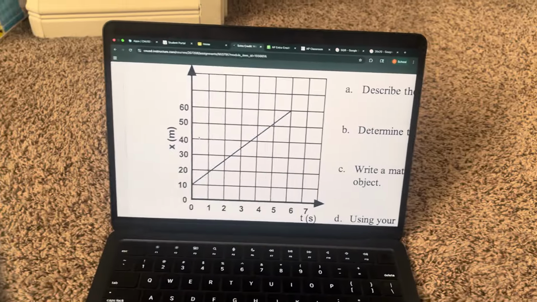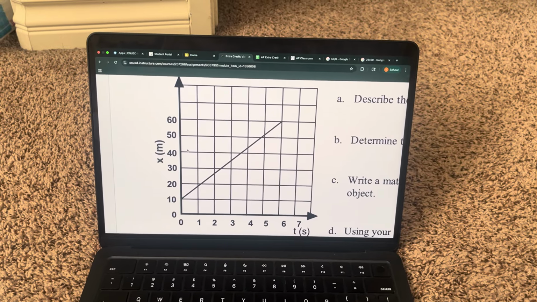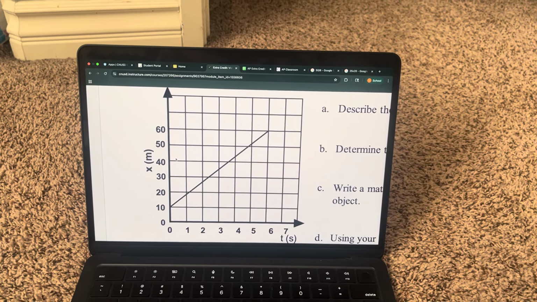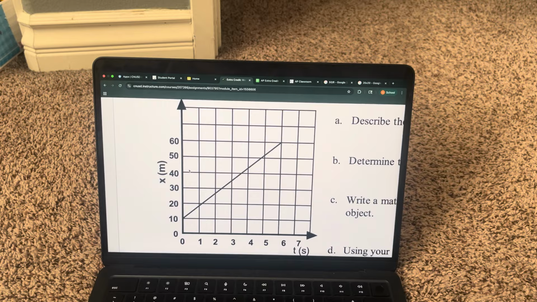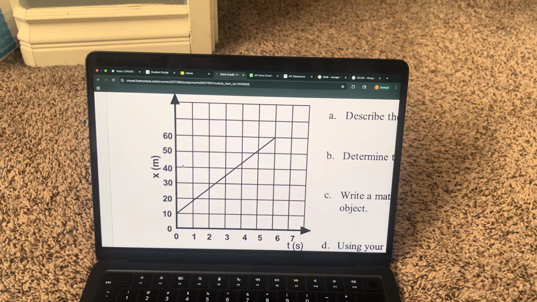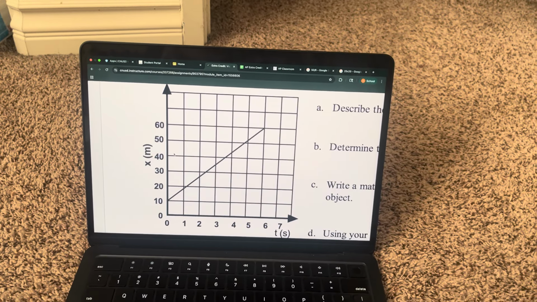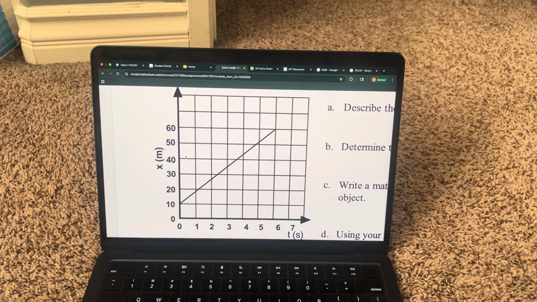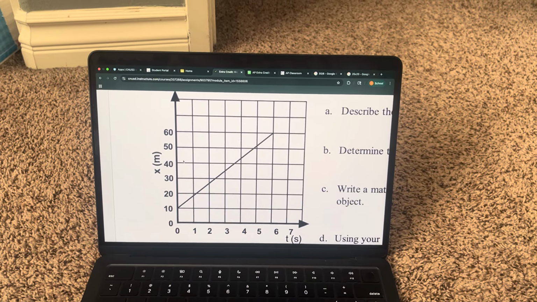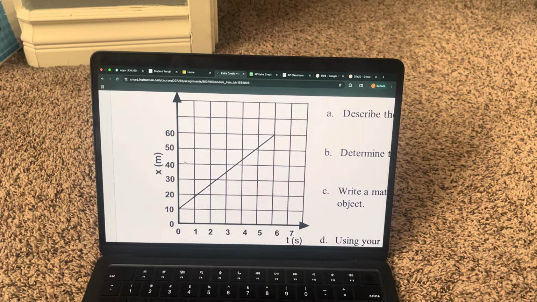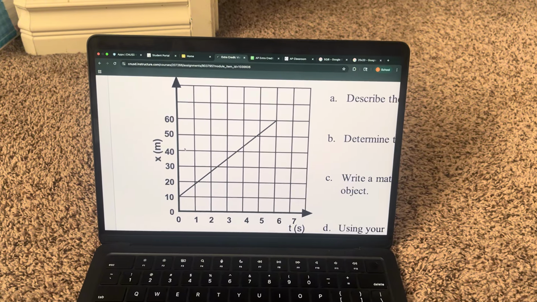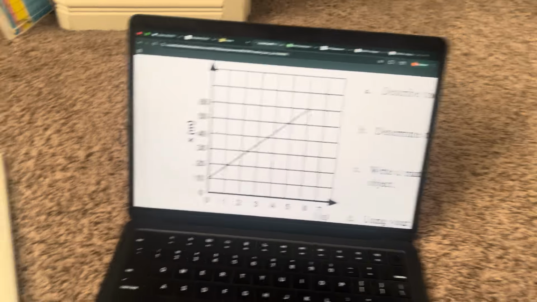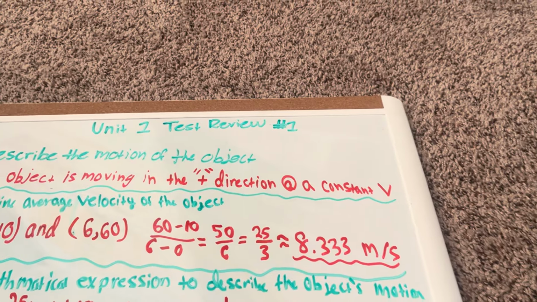It's moving in a positive direction because we see that the linear line is increasing, and if you take the slope of any point in this line, it will be a positive slope, which is why it's moving in the positive direction. And then it has a constant velocity. This is because the slope of a position versus time graph is velocity, and if you were to take the slope at any point in this line, it would always be the same value, which means that velocity is constant.